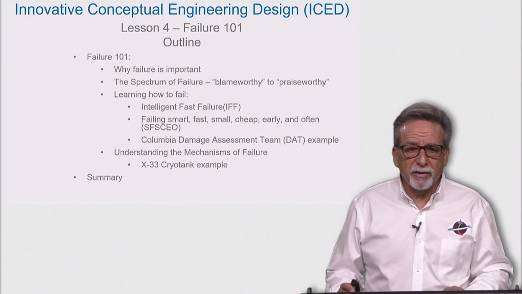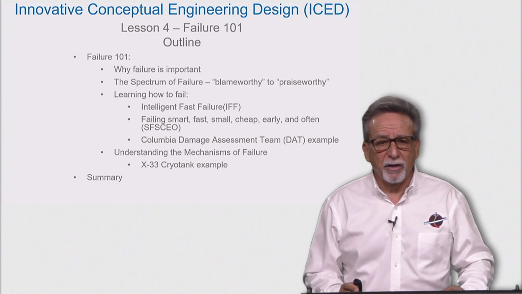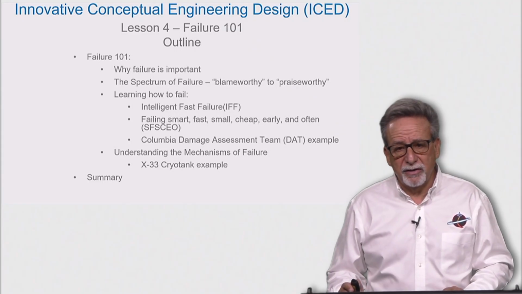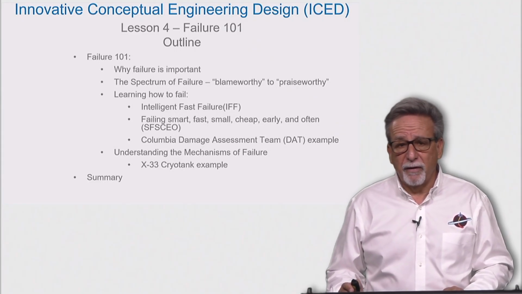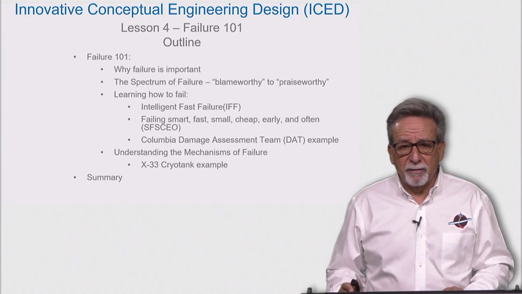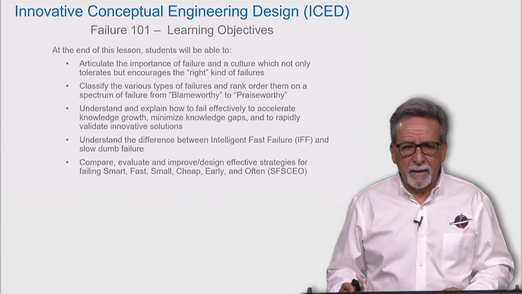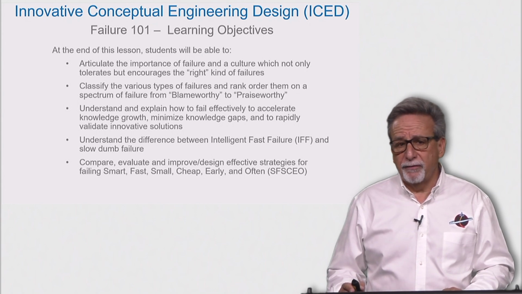We will illustrate this process by an example, in this case using the damage assessment team as a case study, and how they were unable to understand and predict impact damage following the Columbia accident. We'll be using simple modeling and simulation and strategic experimentation and testing, and showcasing why that was important. One of the case studies we will use is development of a reusable cryogenic hydrogen tank for the single-stage-to-orbit SSTO X-33 vehicle. The learning objectives for this lesson are as follows.